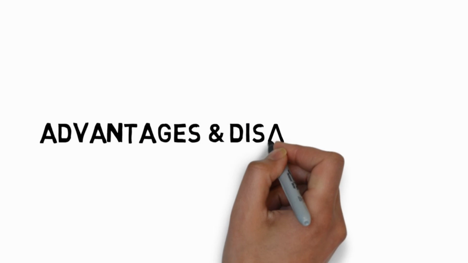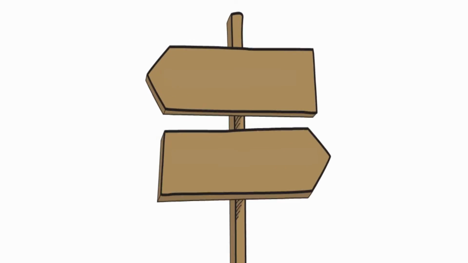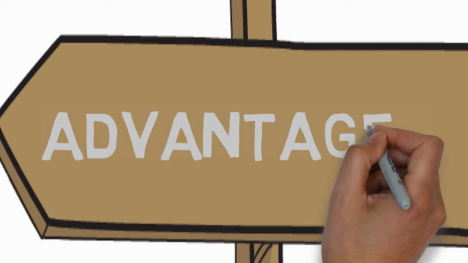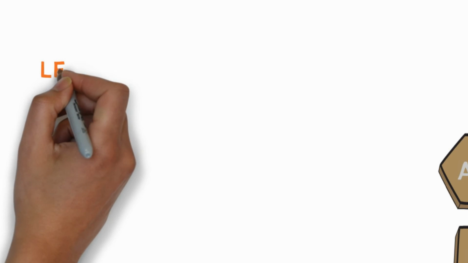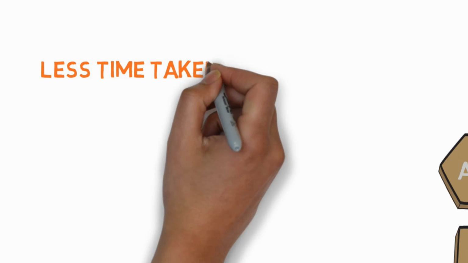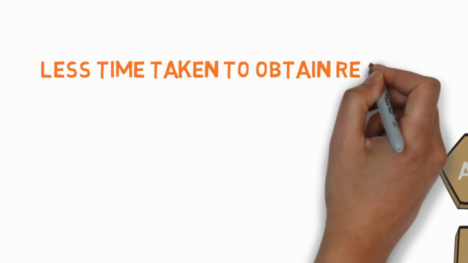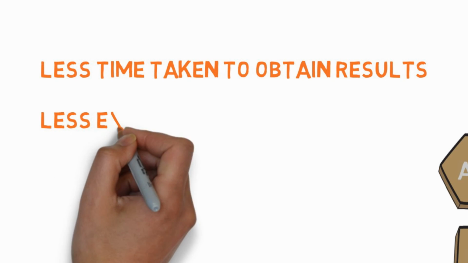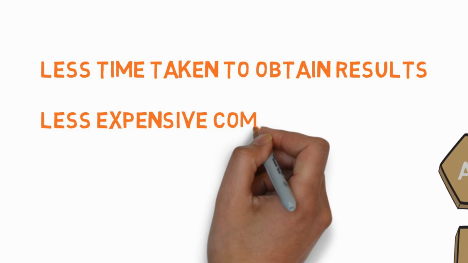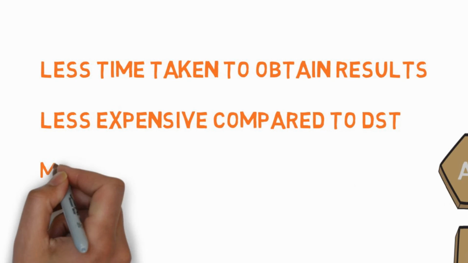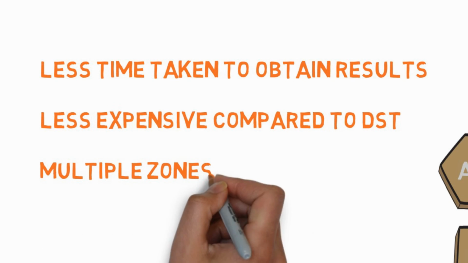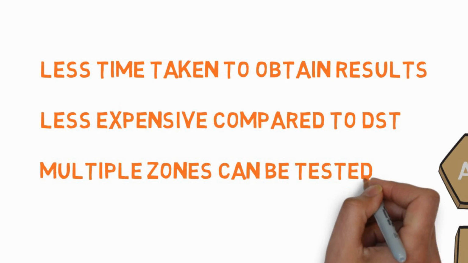Moving on to the next section, let's talk about the advantages and disadvantages of using the wireline formation tester. Advantages: less time taken to obtain results, less expensive compared to DST, and there are multiple zones that can be tested on a single run into the hole.